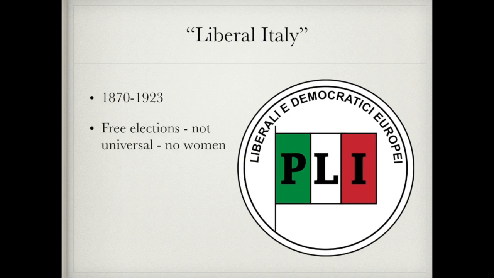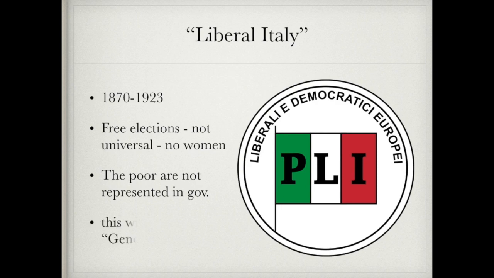So during this period, we see free elections. This is not universal suffrage. No women can vote at this time. Basically, only wealthy landowners in Italy can vote. The poor are not really represented in government, and this is obviously going to create a rift in society between the rich and the poor.